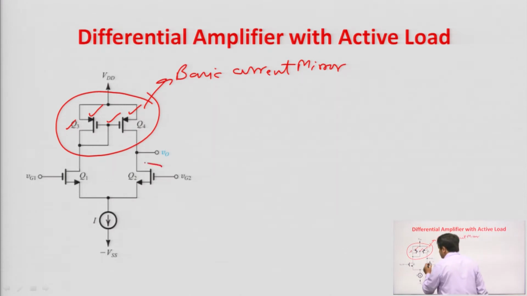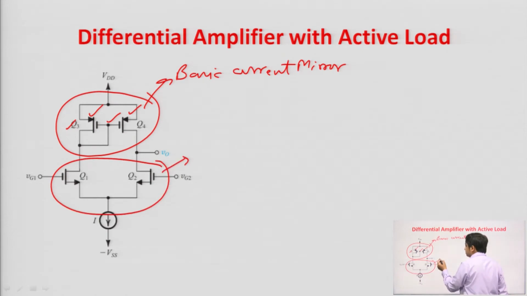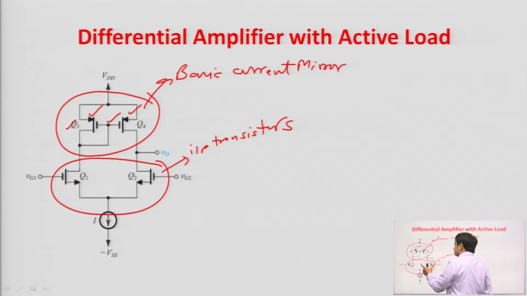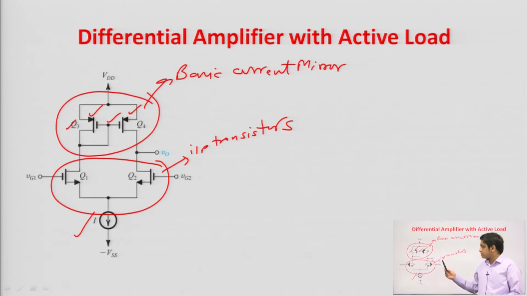And these Q1 and Q2 transistors are the input transistors. Why are we saying they are input transistors? Because we are applying the input signal at the gate of Q1 and Q2, and this current source I is used for the biasing purpose, to make sure that Q1, Q2, Q3, Q4 are in the saturation region, because this is a MOSFET. So, this is your differential amplifier with active load.